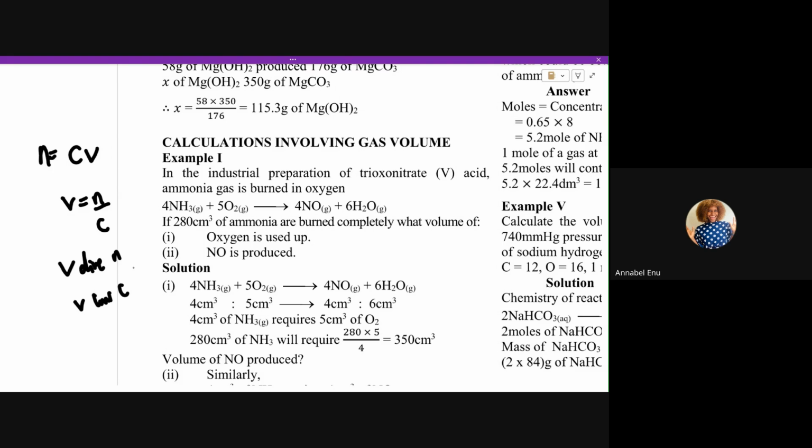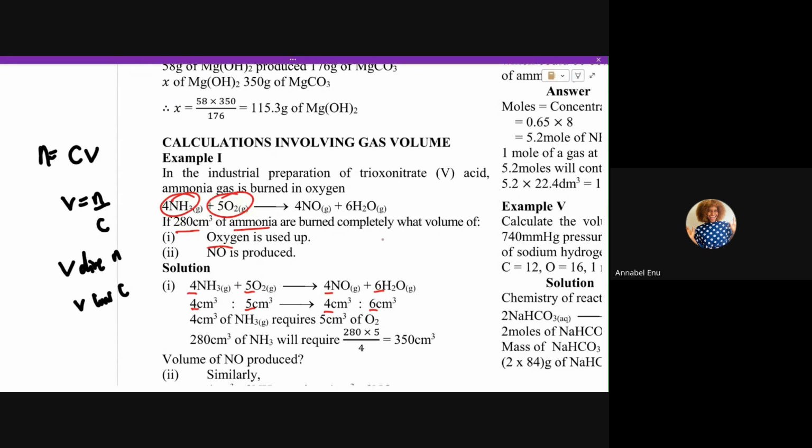And since I say there is direct relationship between volume and number of mole, we can take the value. For number of mole, in this case, based on our balanced equation, this 4, 5, 4, and 6 represents the mole. It will also represent our volume since there is a direct relationship. So we can get our volume ratio. Since we are dealing with ammonia and oxygen based on the question, they said if this much ammonia is burned, how much oxygen? So our relationship is between ammonia and oxygen.